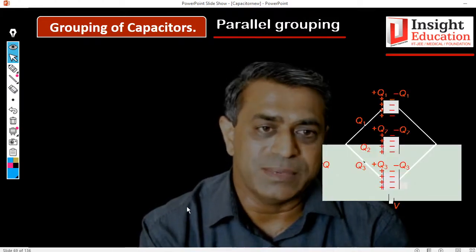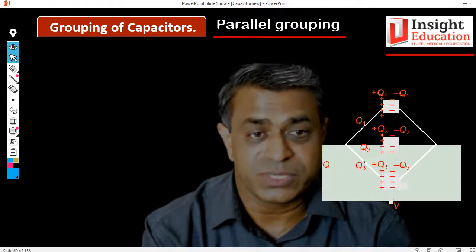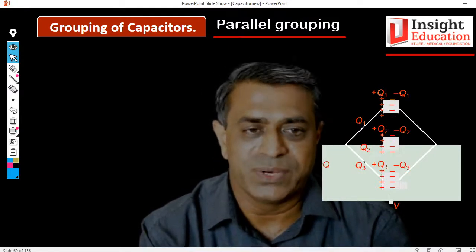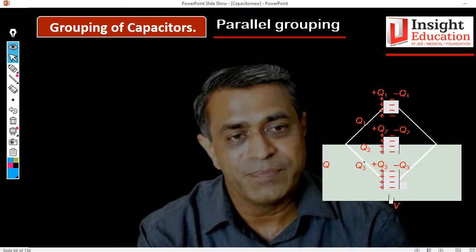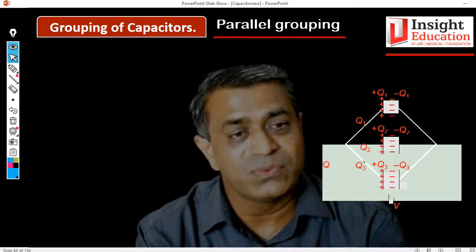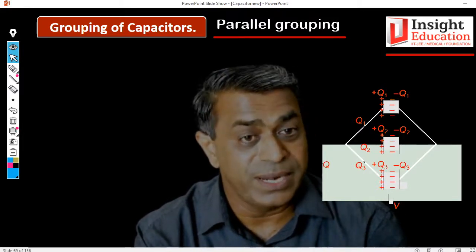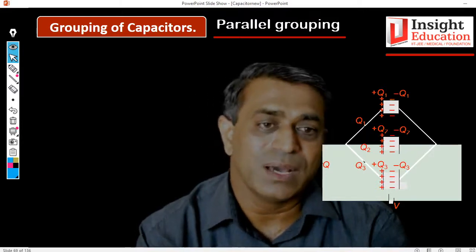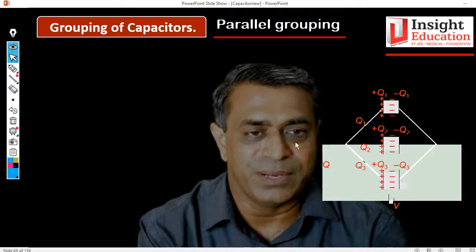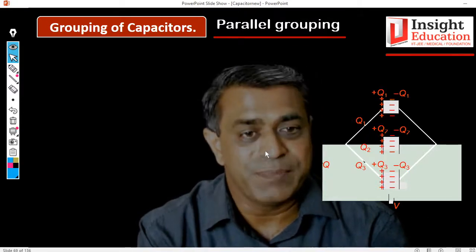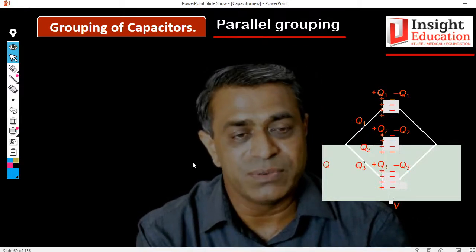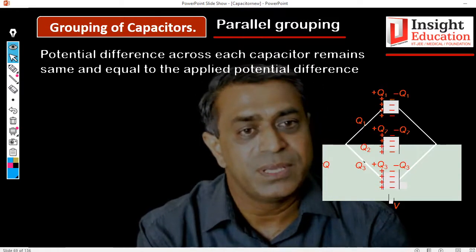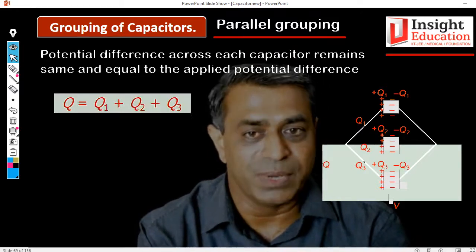you can see the first terminal of each capacitor is connected with the first terminal of the battery, and the second terminal of each capacitor is connected with the second terminal of the battery. It means all are connected in parallel. Equivalent capacitance C equivalent is equal to the sum of the individual capacitances. So that is C1 plus C2 plus C3.